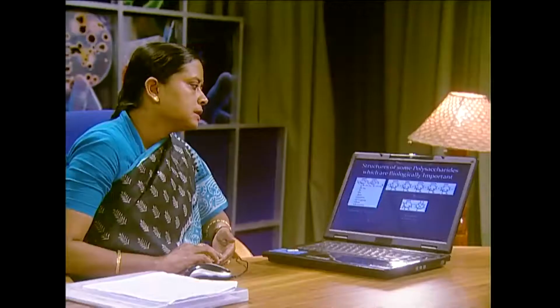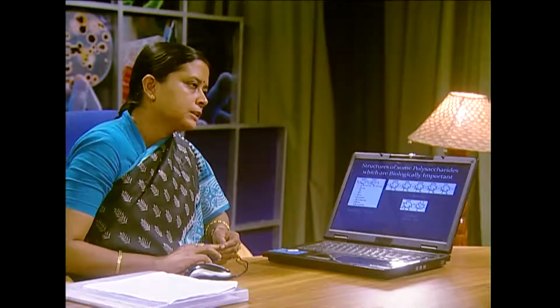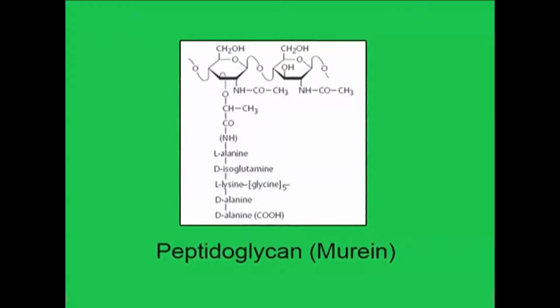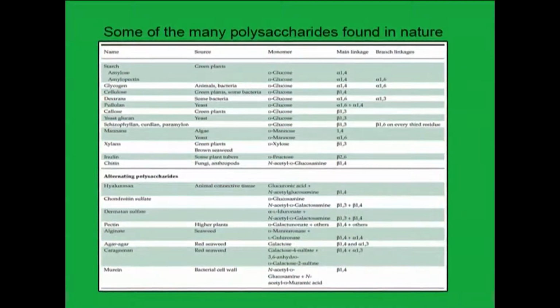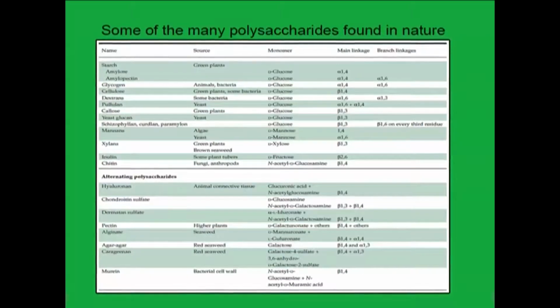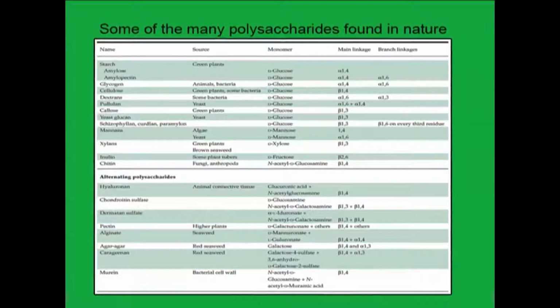Apart from heteropolysaccharides of plants and animals, bacterial heteropolysaccharides also play a very important role in maintaining the structure of the bacterial cell. The major compound involved in maintaining the structure is peptidoglycan, or murein. The list also shows the names of the prominent homo and heteropolysaccharides found in nature, but the list is too short.